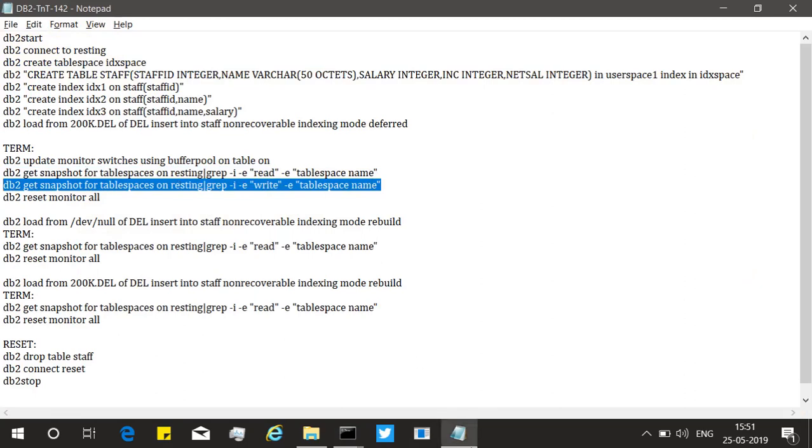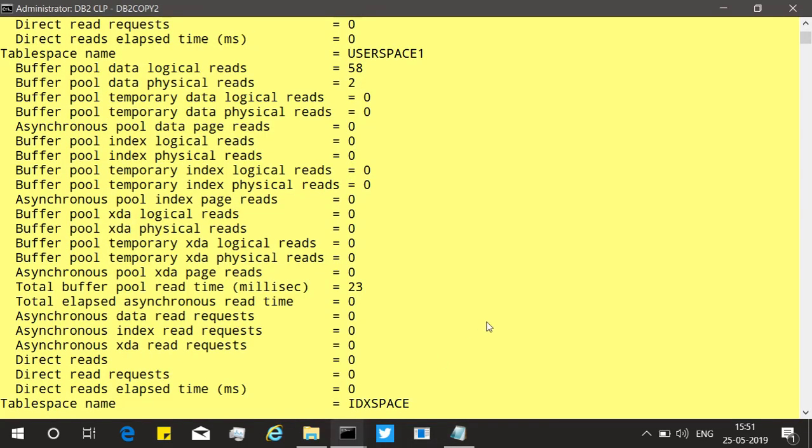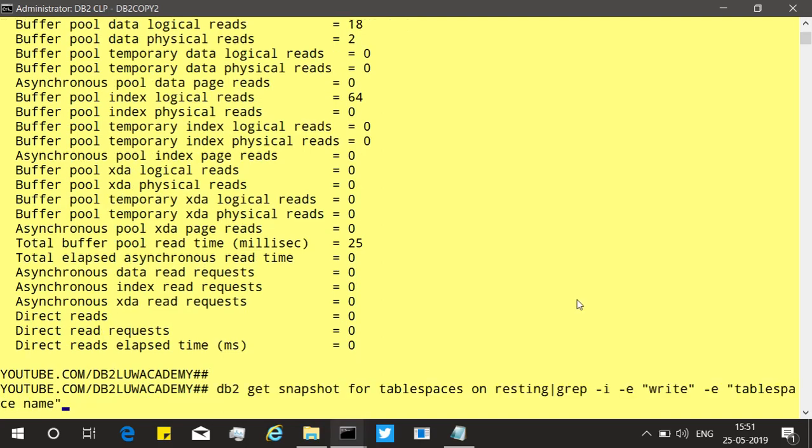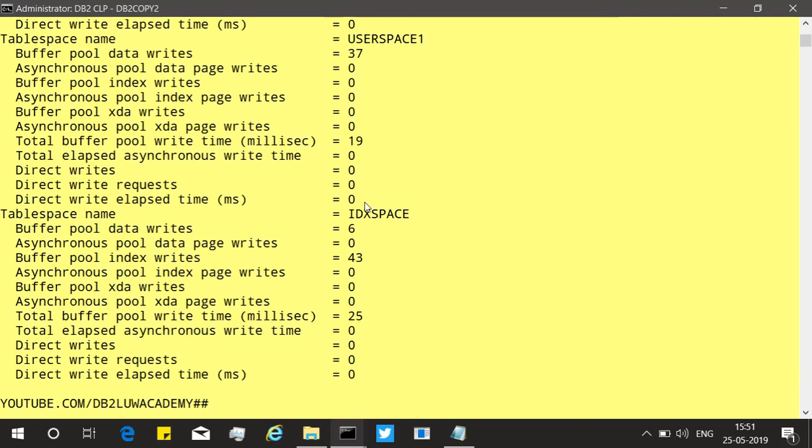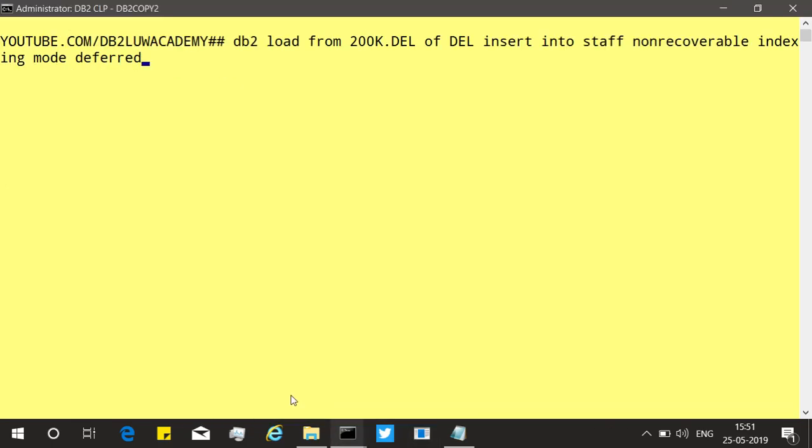I'm also doing the write. Index table space, user space. You can see there are no direct writes. In the index space, there are no direct writes. So I'm going to load this.